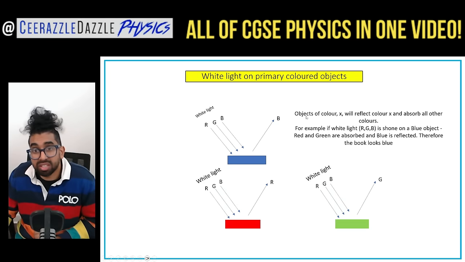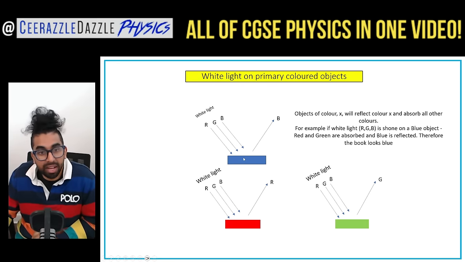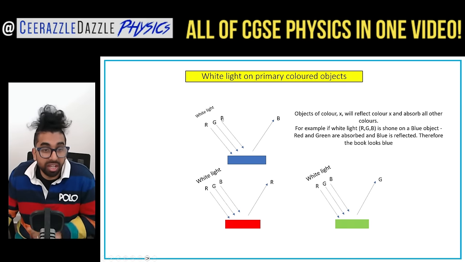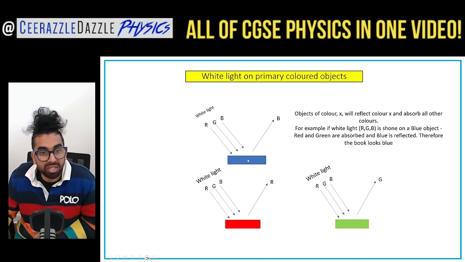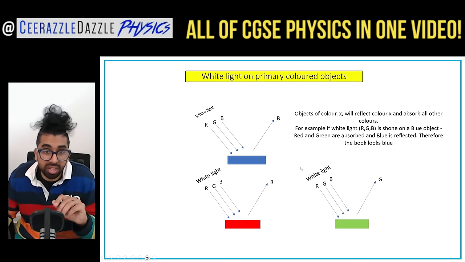The rule is this: objects of color X will reflect color X and absorb all other colors. So what that means is, if I have a blue object, it can only reflect blue light. So if I shine white light onto a blue object, the blue light is reflected, hence why the object looks blue. If I shine white light onto a red object, red is reflected, hence why the object looks red. If I shine white light onto a green object, the green object can reflect the green light, hence why it looks green. But let's look at some more complex cases.